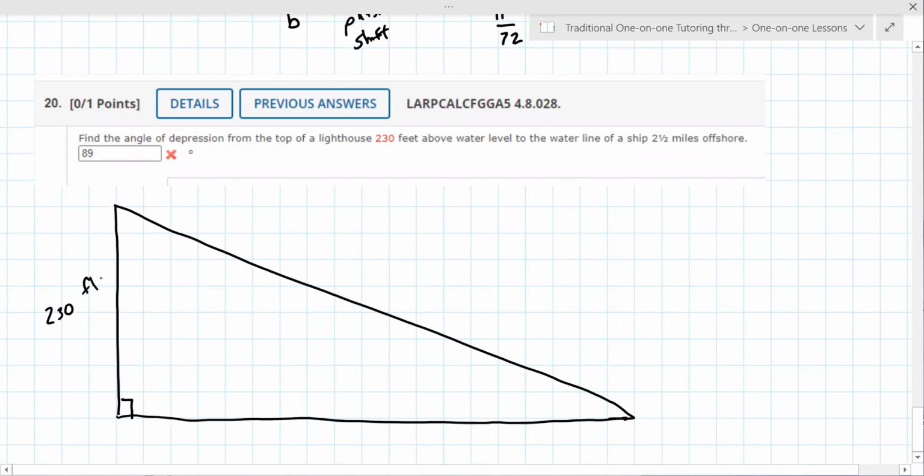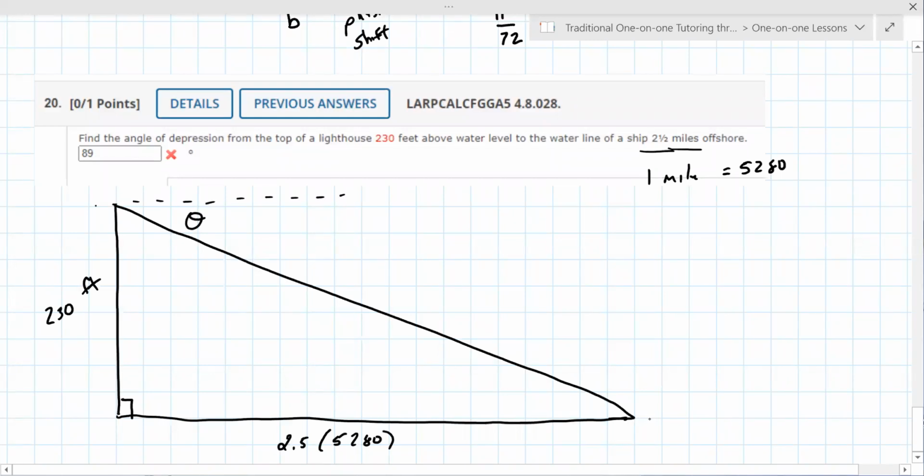All right, so it's 230 feet above the water. And this is in feet. And 2.5 miles is obviously not in feet. So if you remember that 1 mile is 5,280 feet, this distance here is 2.5 times 5,280 feet. The angle of depression is up here.